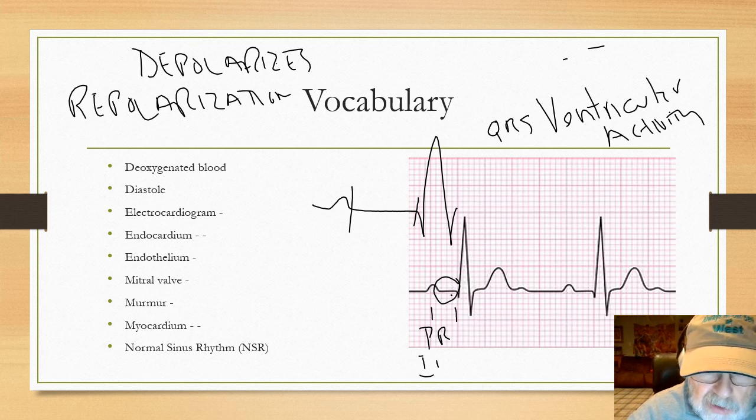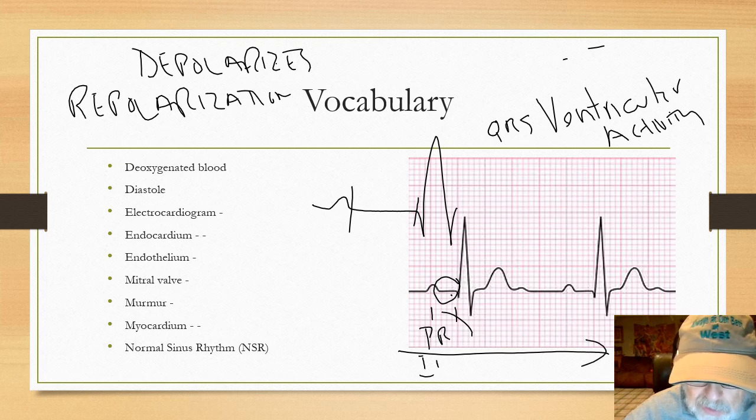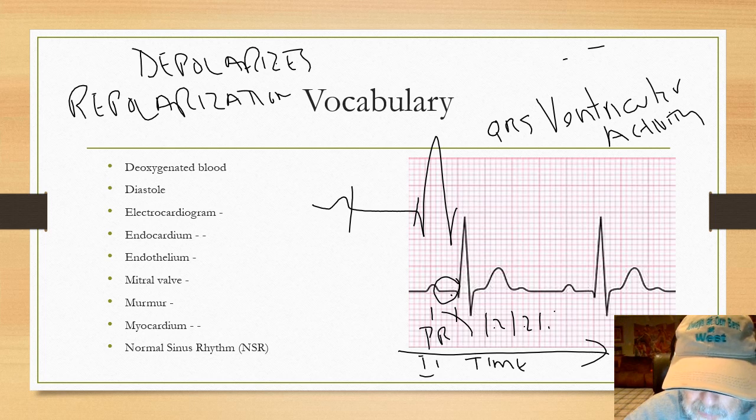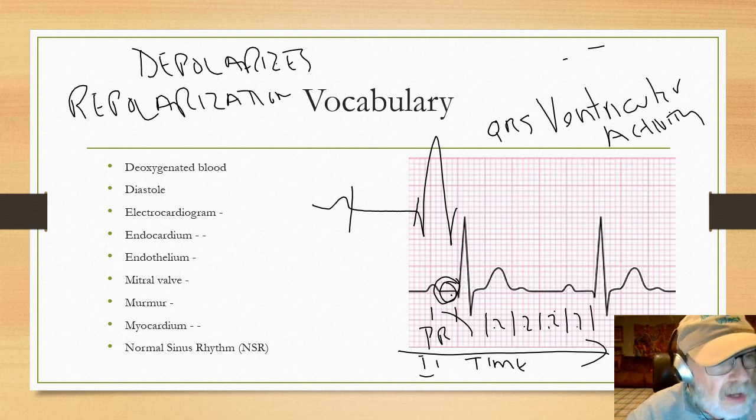Going along this axis of the electrocardiogram is time. From this large box to here, that's 0.2 seconds, 0.2 seconds, 0.2 seconds. This should never be longer than 0.2 seconds. If it is, it means that there's some blockage or that the AV node is holding it too long.